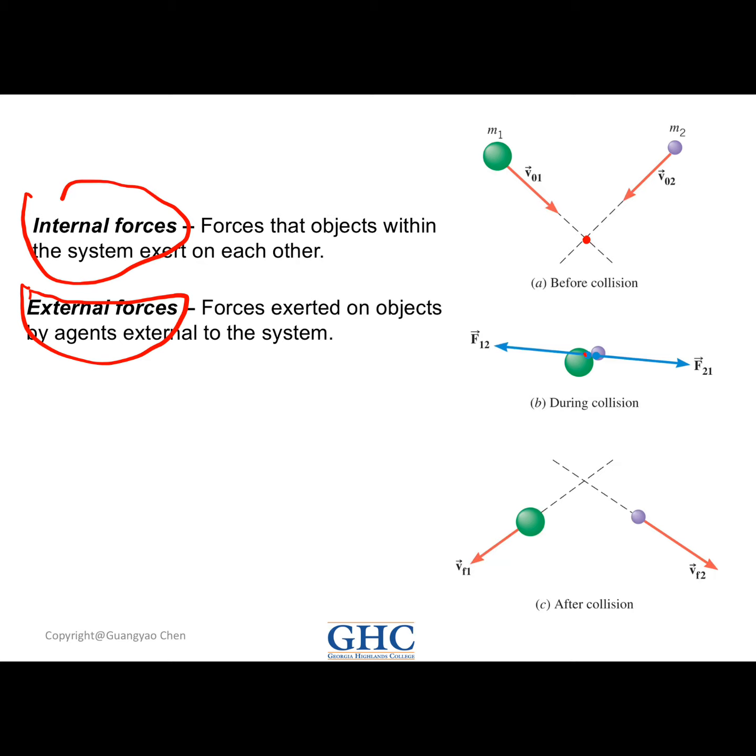And during the collision, they are exerting a force on each other, the force from the green ball to the purple ball, or the force from the purple ball to the green ball. Those are internal forces, because we treat these two balls as a system. A two-ball system, the forces between those two balls are internal forces. Now, if they are on the table, then gravity and normal force are from objects outside of this two-ball system. We call it external force.